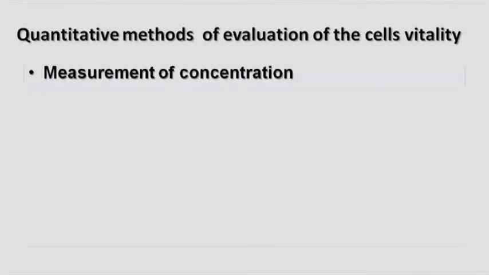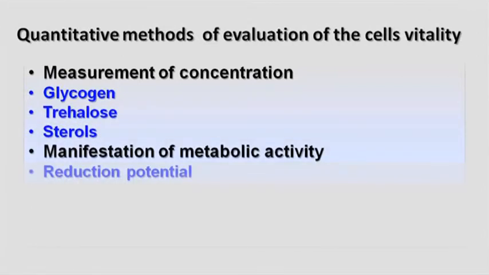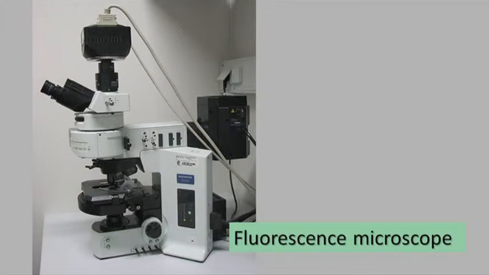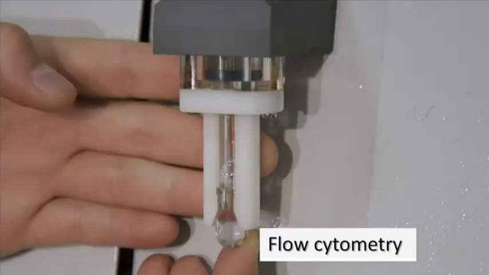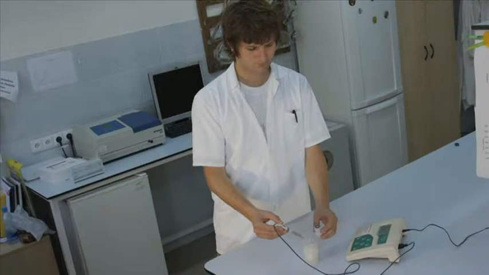Quantitative methods have been developed to evaluate the vitality of cells. They are based on the intracellular content of different components, such as glycogen, or the manifestation of metabolic activity, like the reduction potential, or extra and intracellular acidification. None of these methods have found application in industrial biotechnologies, since they require expensive equipment or show a lack of correlation with industrially important parameters.